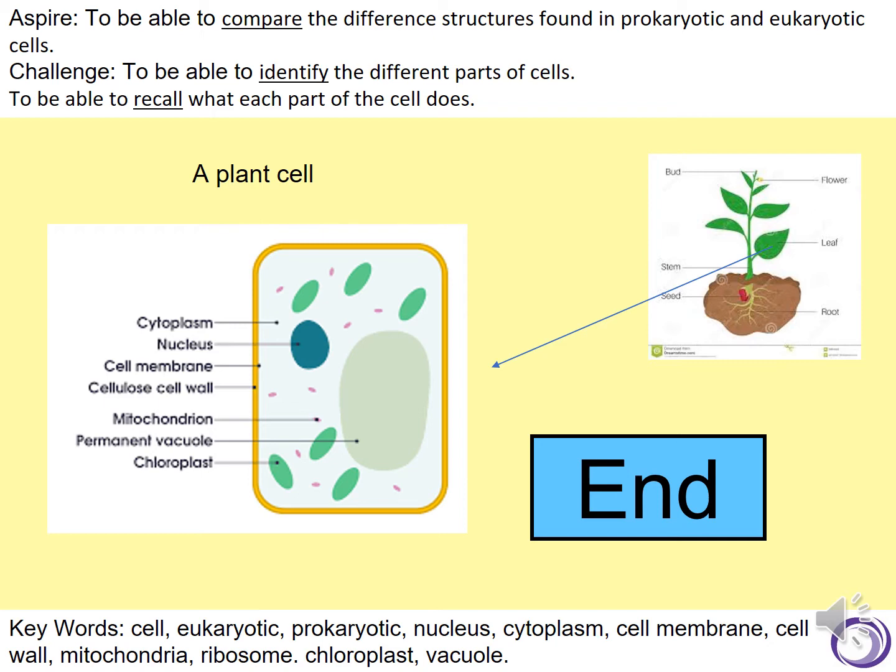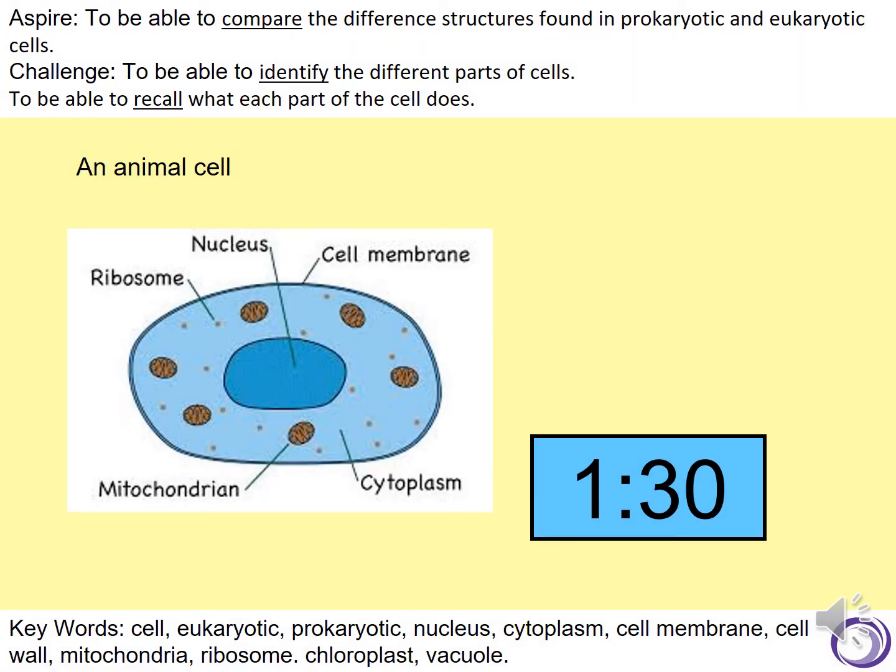Okay, so we're now going to do the same, but this time with an animal cell. If you look around the labels that are on that cell, you can see some that are familiar to you already, which is interesting because we're going to share some features between those cells.